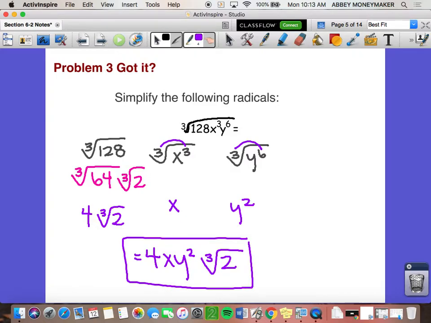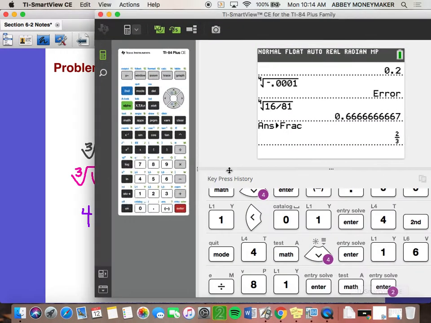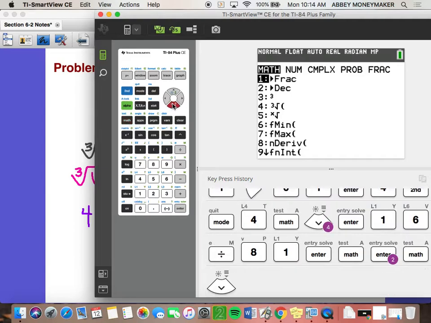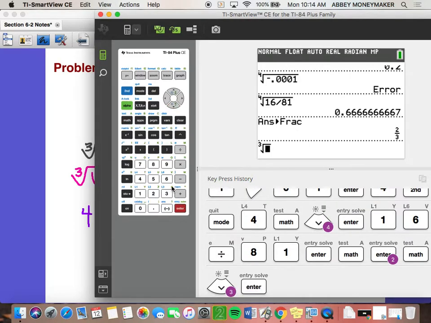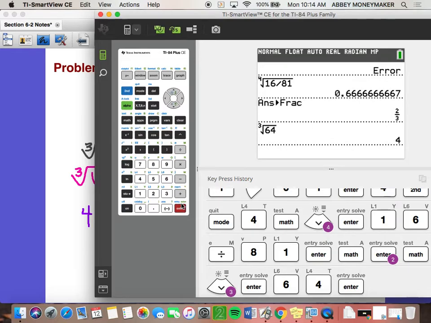If I lost you anywhere, it might have been in the simplifying part right here. I have taken the time to memorize my cube roots, so I know the cube root of 64 is 4. But if you need to go back to the calculator, if you go to math, and if you want to take the cube root of 64, you would get 4.